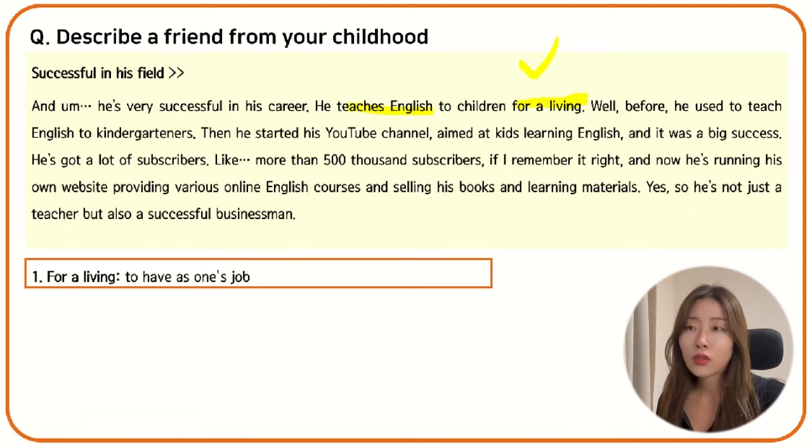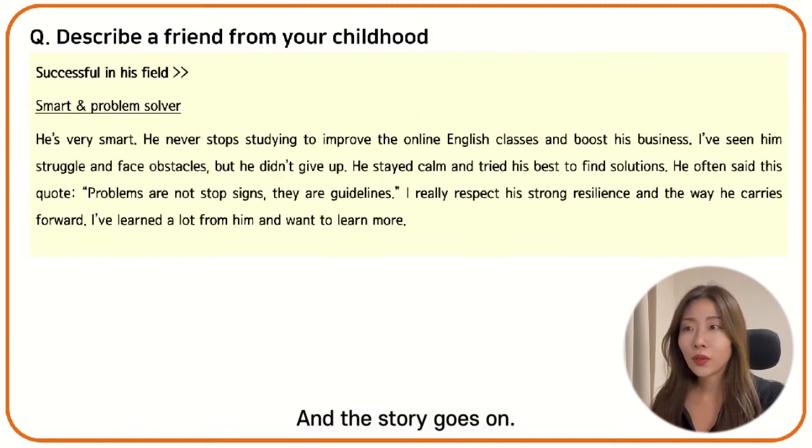Well, before he used to teach English to kindergartners, then he started his YouTube channel aimed at kids learning English, and it was a big success. He's got a lot of subscribers, like more than 500,000 subscribers. Well, if I remember it right. And now he's running his own website, providing various online English courses and selling his books and learning materials. So yeah, he's not just a teacher, but also a successful businessman. And the story goes on.